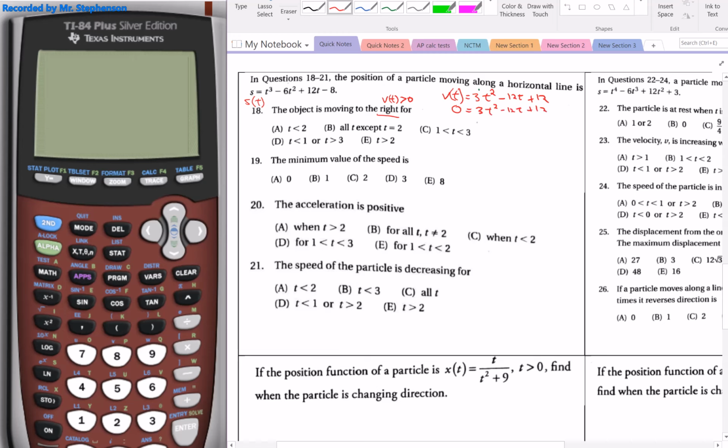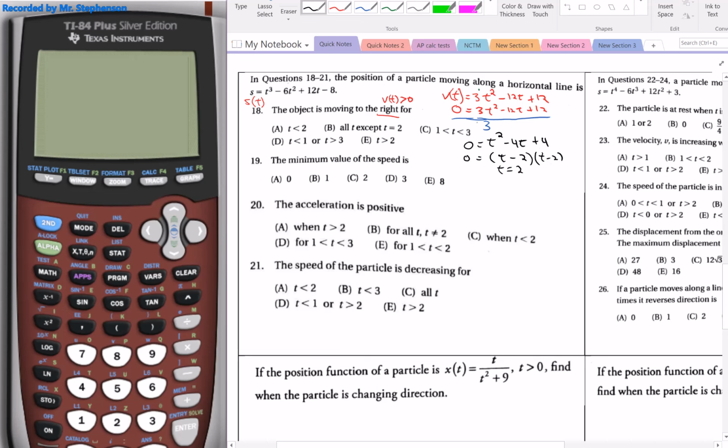Then we're going to try to solve this. The first thing I'm going to do is notice there's a common factor of 3 everywhere. I'm just going to divide everything by 3. Because it's 0 on the other side, I can do this and it's not going to cause any issues. It's just going to make my factoring life easier. We can see that this factors into t minus 2 times t minus 2. So it's simply when t equals 2. This is when the velocity is 0.